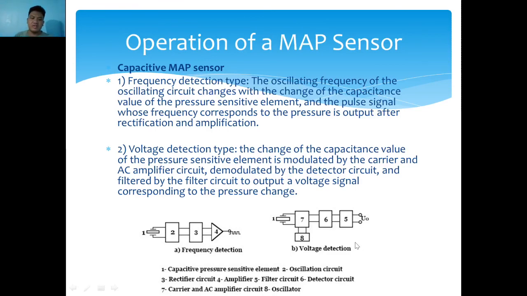Okay, so both of them have almost the same idea but differ in purpose. Specifically, the frequency detection type is more of an analog type, and the voltage detection is more of a digital type. You can pause the video to see those, and that is all.